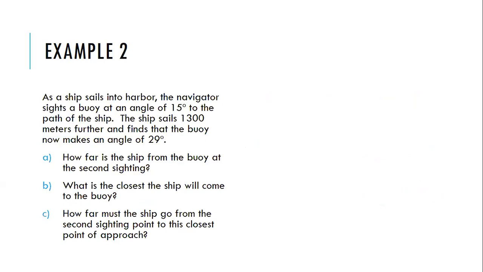All right, here we go. Question 2 says, as a ship sails into harbor, the navigator sights a buoy at an angle of 15 degrees to the path of the ship. The ship sails 1,300 meters further and finds that the buoy makes an angle of 29 degrees. So out here we're going to put a buoy floating around. And approximately, I'm this little ship down here. There's my ship.